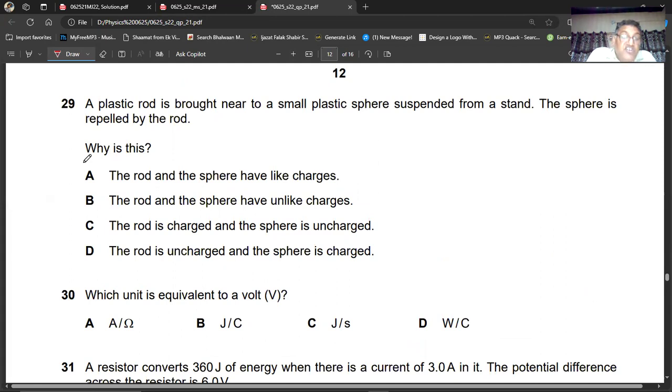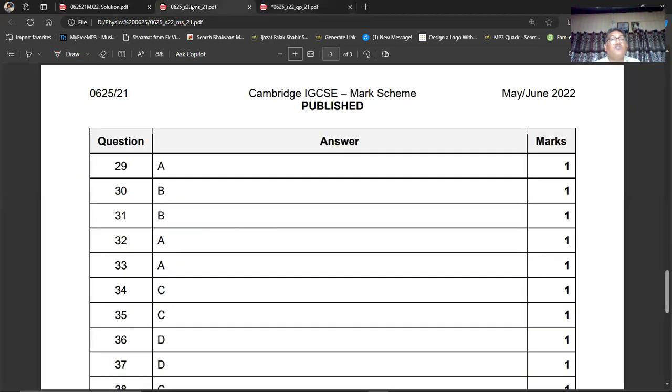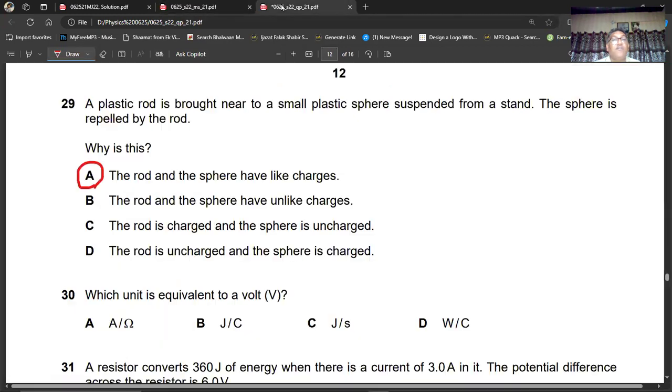If they are charged, both should have the same charge, the rod and the sphere. That's why they will be repelling, because like charges repel each other. So I think A is the good option, sir. The rod and the sphere have like charge. That's why they repel each other. Question number 29, A is the best answer, sir.